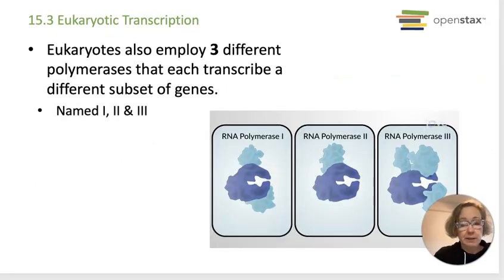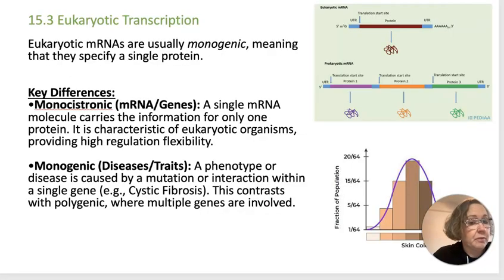3 different polymerases named 1, 2, 3. I feel like you should be able to get this right. Name the 3 polymerases. 1, 2, 3. You can use Roman numerals. Okay. Eukaryotic mRNA are typically monogenic, meaning they specify for a single protein.